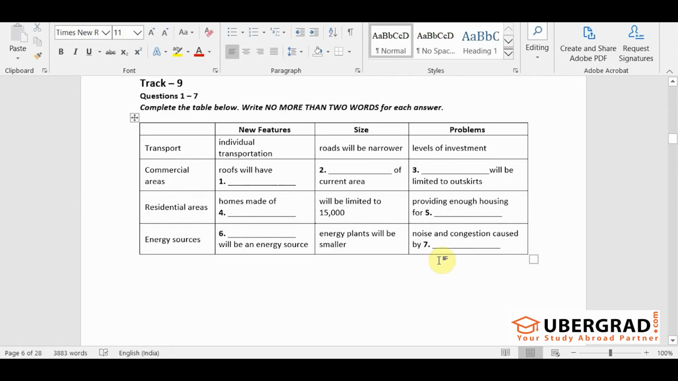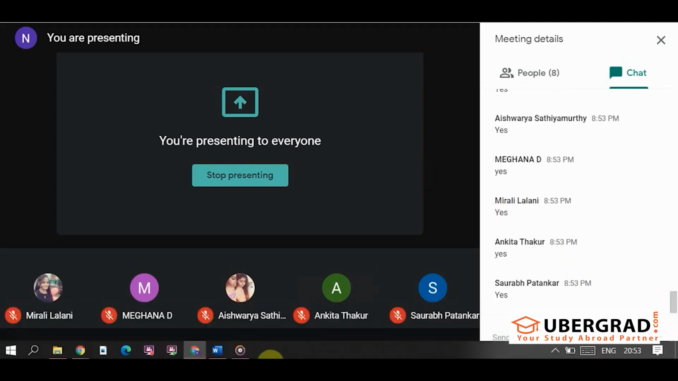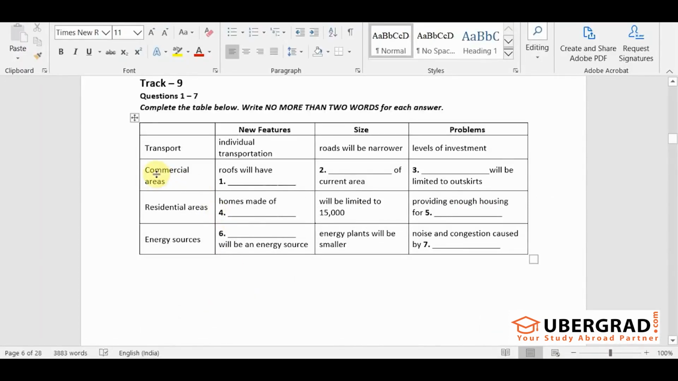So in the table completion, you can always take the help of the other attributes. Something is not given to us in the question, but we can definitely take help of the words that are given to us in the table. Got it, all of you? Yes. Good. So I'll play this one, track 9, and I want all of you to pay attention to this. Try to do it the way I said. So you can listen for commercial areas only, then you'll get the first answer, right? Try to do it that way.